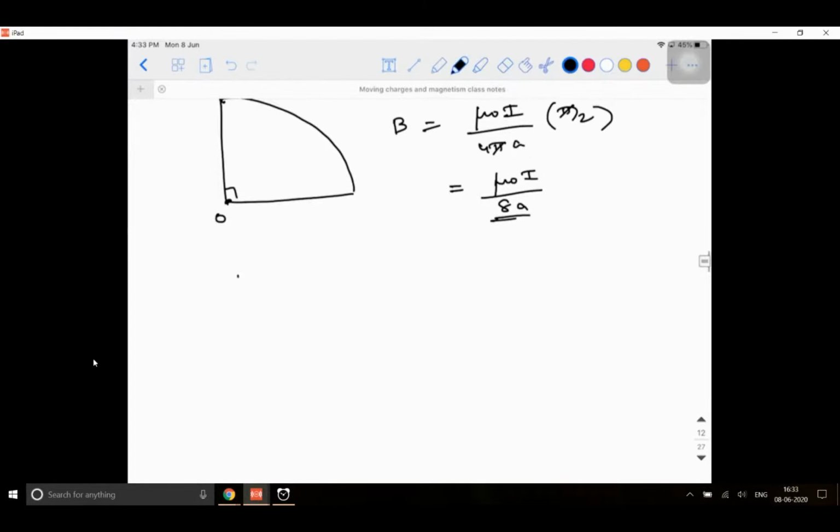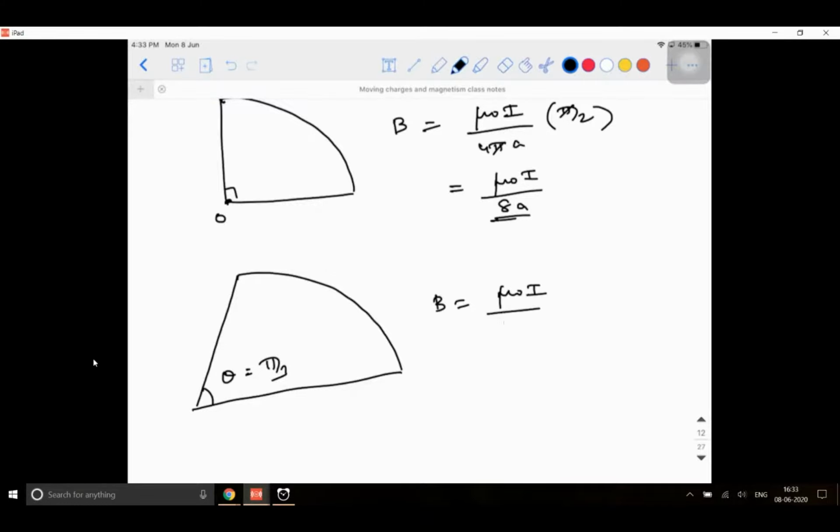In a similar way, if I have an arc which is making some random angle, I don't know what angle, theta is equal to, let me write as pi by 3, then what should I write? B is equal to mu naught I divided by 4 pi a into pi by 3. This and this will get cancelled. Answer will be mu naught I divided by 12a. As simple as that. Okay, so this is how the manipulations are done.